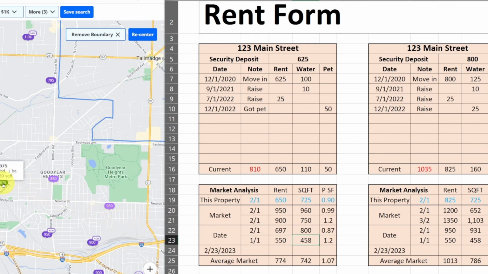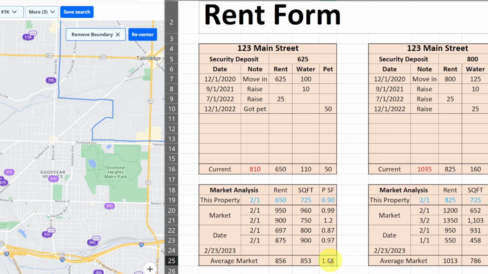Usually I'll maybe get 2 from Zillow and then the other couple from Redfin or something like that, just to get a better average. Here's a 2-bedroom, 1-bath for $875. And it's 900 square feet. Which calculates to 97 cents per square foot.